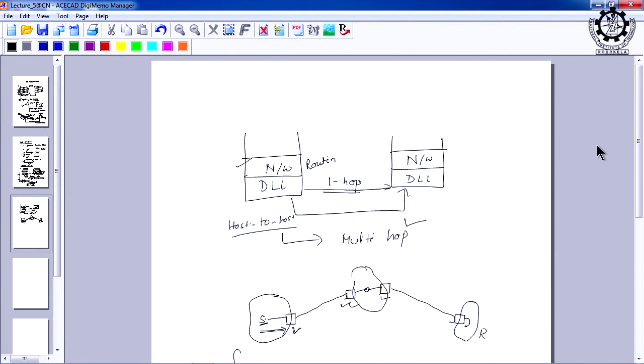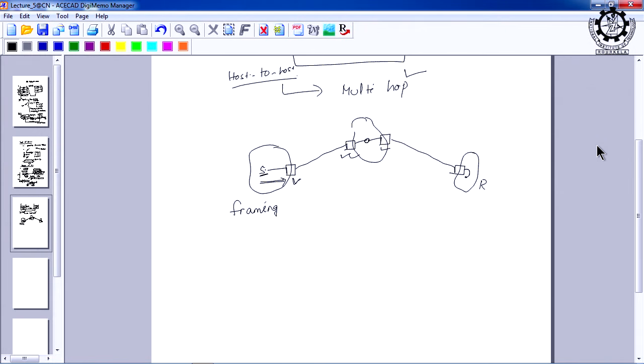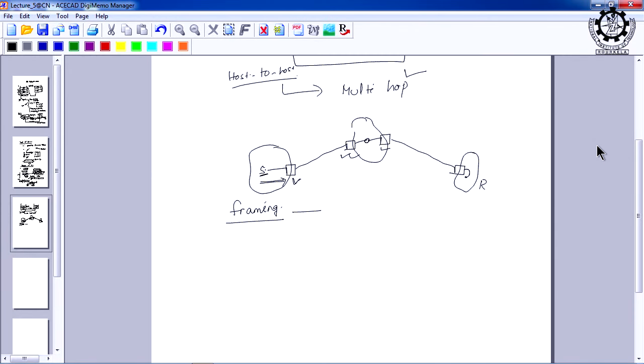Now again, about framing: when the frame boundaries are generated, or the framing gap is being provided, what are the different methods of framing? Framing could be by the character count method. It could be the byte stuffing method. It could be the bit stuffing method. There are three methods to generate the frames out of the packet or the datagram that is received by the DLL of the sender side.